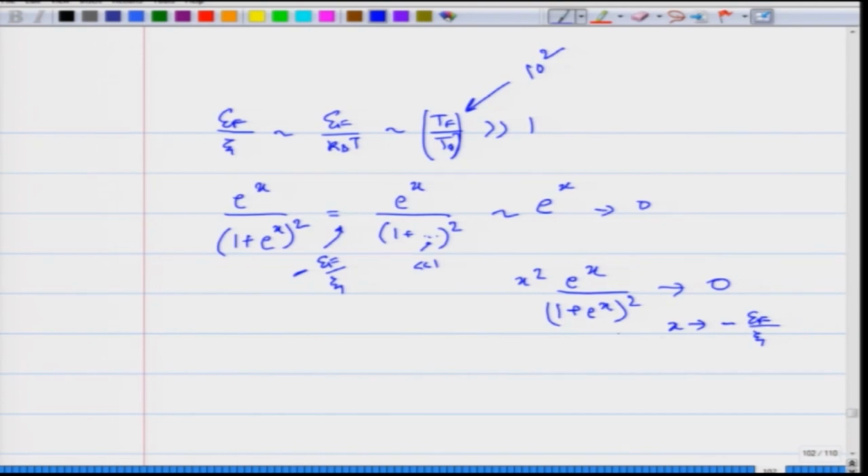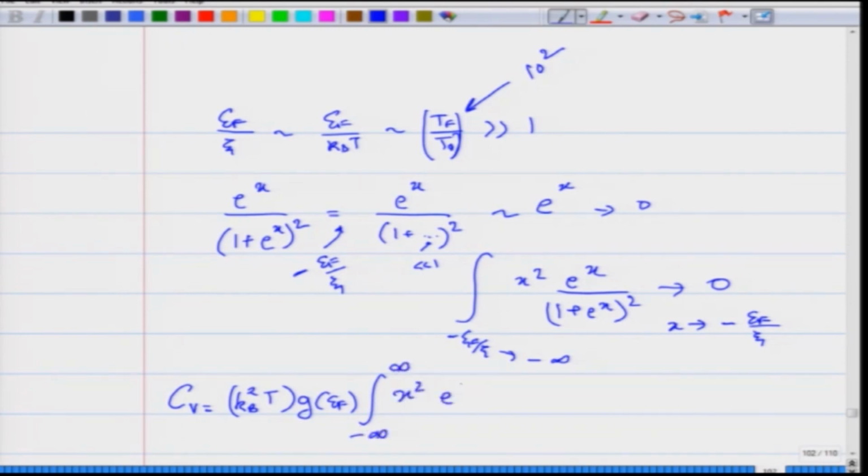So, instead of going to this lower limit which is Ef by kBT, if I take it towards minus infinity, I do not make any error in this integral. So, instead of keeping the limits of integration from minus Ef by kBT, I will change it to minus infinity, and I do not make any errors by doing that, because I already see that at minus Ef by kBT it is already contributing only zeros, and so if I take it to minus infinity, even larger values, it will make it even further zeros. So, in this negative direction I can take it to minus infinity. So, kBT into g(Ef) integral minus infinity to plus infinity x square e raised to x divided by 1 plus e raised to x the whole square dx.